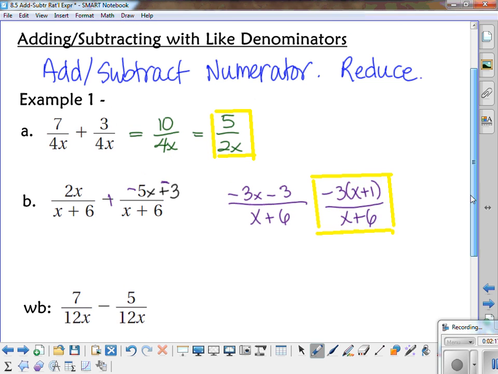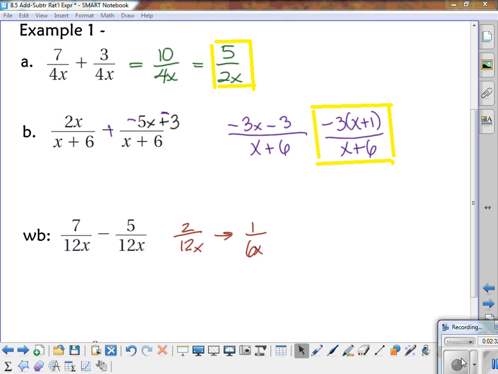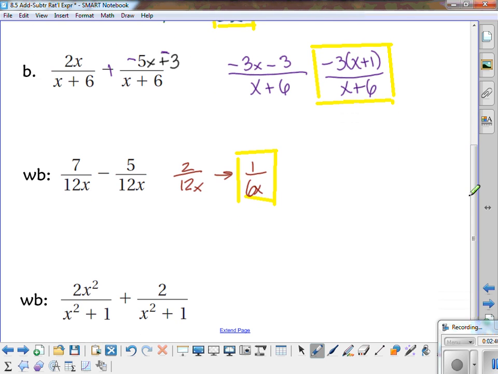All right, so on your whiteboards, we'll start off with a simple one for you. Okay, looks like most of you guys were getting that. It was 1 over 6x after you reduce it. All right, and here's another one for you.